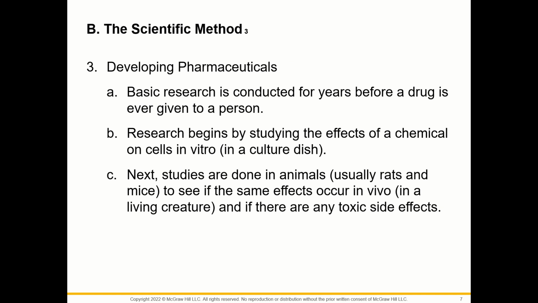When developing pharmaceuticals, basic research is conducted for years before a drug is ever given to a person. Research begins by studying the effects of a chemical on cells in vitro, which means in a culture dish. Next, the studies are done in animals, usually rats and mice, to see if the same effects occur in vivo, in a living creature, and if there are any toxic side effects.